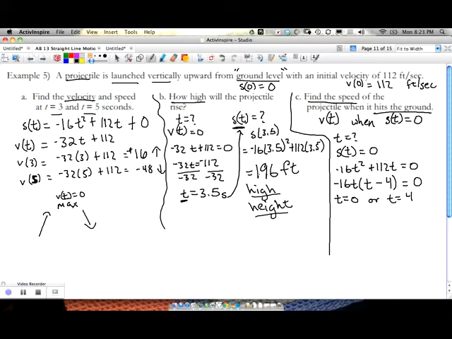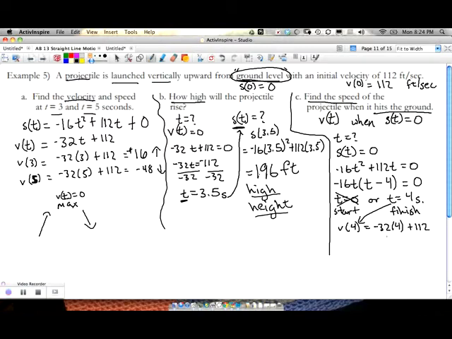Now something is interesting here. T equals 0 is in fact a solution to the algebra, but it's not a solution to the question. It's not really something that matters because this is the start. Of course, at the start, we started at ground level. That was told to us. But then we also finish at ground level at t equals 4, at time equals 4 seconds. So let's use that now. We're going to plug that into our velocity. What's v of 4? We have negative 32 times 4 and plus 112.